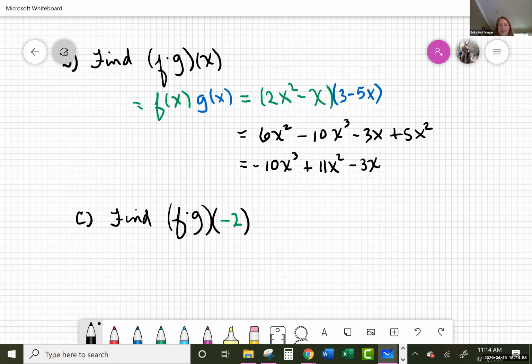So what if it was saying the same thing, but instead of the x, there was a negative 2 there? So what would we do in this case? Any ideas? Would you still be multiplying the negative 2? Yeah, would you distribute it to the f of x and g of x?